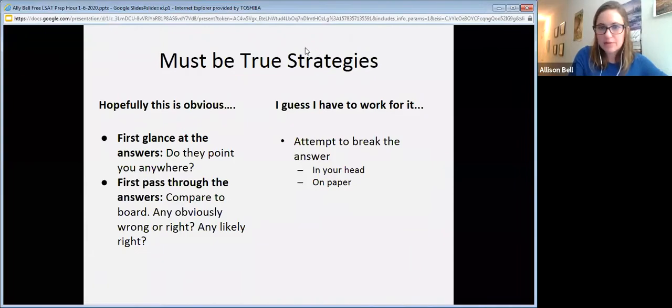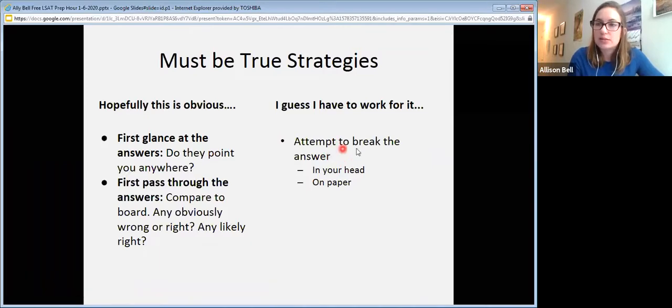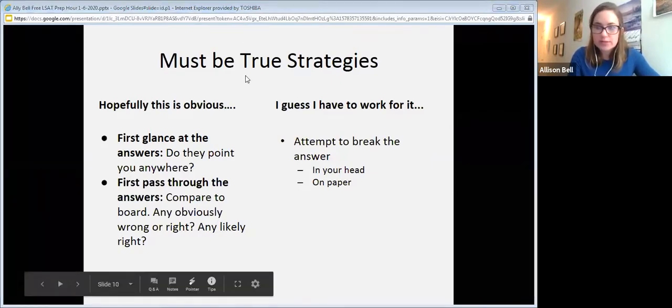And I'll put this back up for a minute just to kind of recap what we just did. So we first took a glance at the answers to see if they pointed us towards a particular part of the board or a particular group of letters. Then we looked for easy eliminations or obvious correct answers. We kind of thought about where would be sort of the most likely place for the correct answer to be. And then we attempted to disprove the answer choices in order to prove this to ourselves. So that's an example of a real must be true question that was on an actual LSAT test.